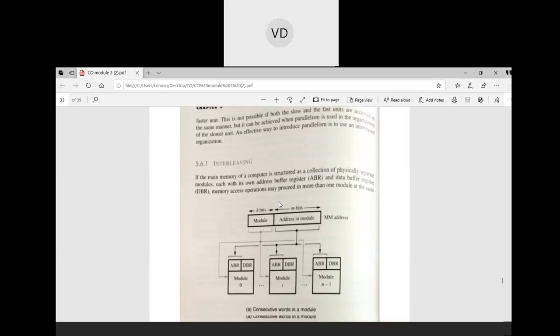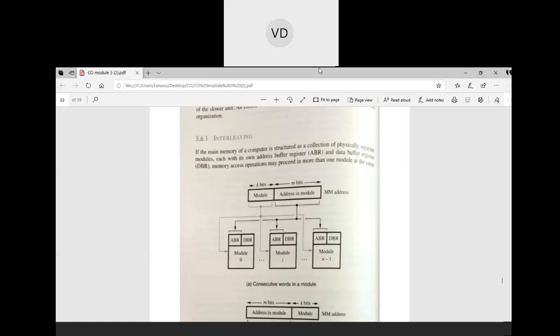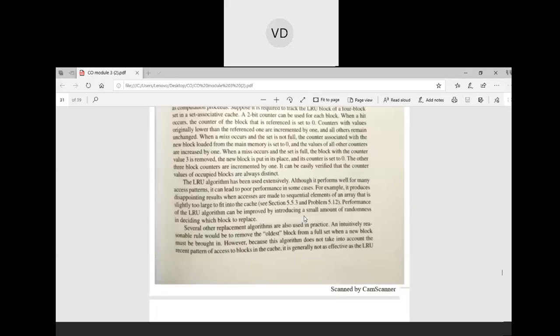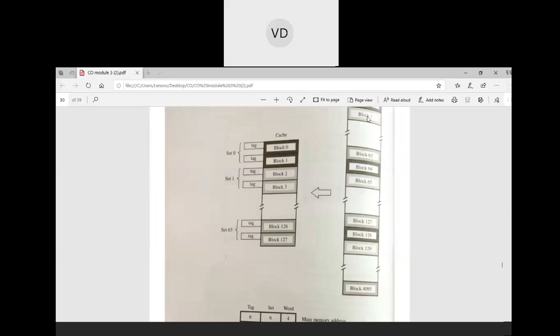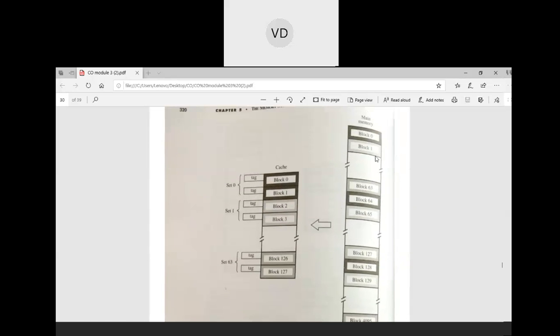The first point we'll be seeing is interleaving. Here we consider that the main memory is divided into different modules. First, consider that the main memory is a single module. Here you can see that this main memory is a single complete module. All the data are stored in these blocks only. They are not divided. It is considered as a single unit.